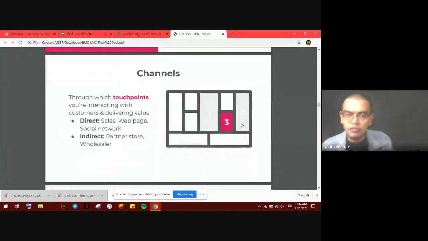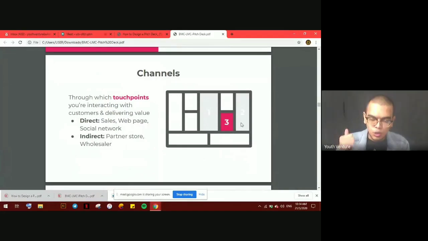The next part is channel. We've covered the first part, value proposition. Just as a recap, value proposition is the reason why people use your product. Customer segment is the market that is using your product. The third part is channel. Channel is how your customer segment can get your product or the value of your product. It is basically the touch point where you are interacting with your customer, and where you are delivering value.